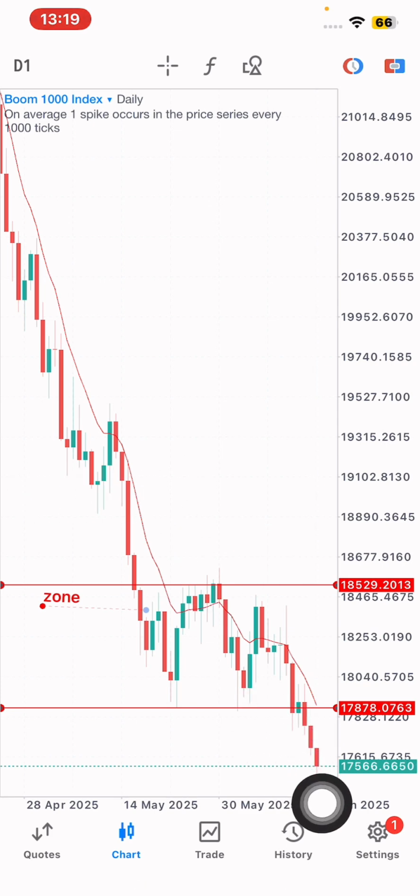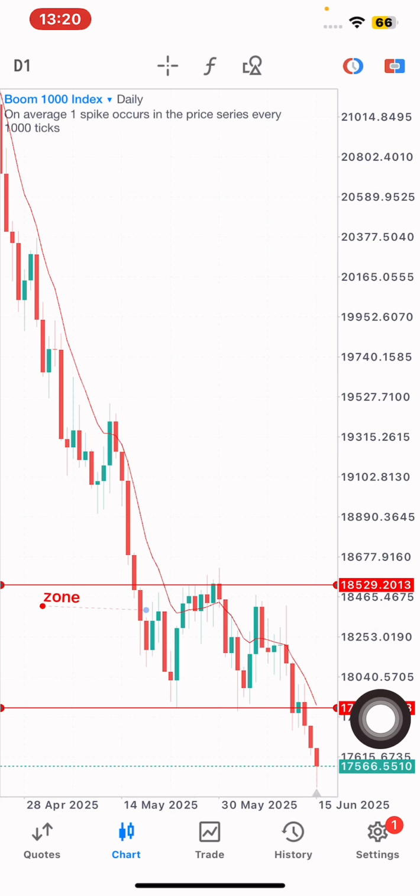Since the market continues this downtrend, I'm waiting for it to come back and retest this particular zone that it broke. If they give me some form of nice price action rejection, then I'm going to sell this market downwards to the next previous support level.